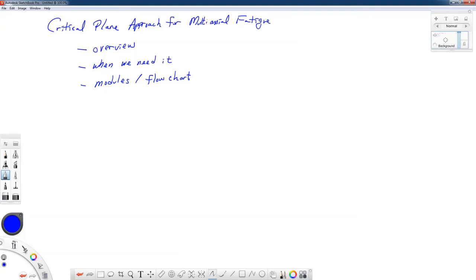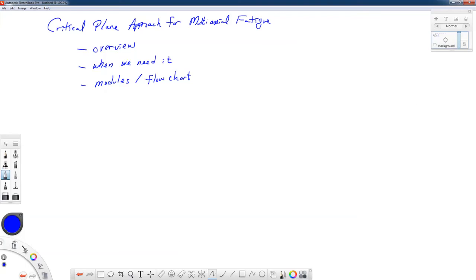I want to give an overview of it. I want to describe when we need to use it and what the modules might be if we were to construct a flow chart. We won't go into a lot of the detail, but we'll give kind of this overview that I think will be reasonably understandable. Now, I will assume that you have some knowledge on fatigue already, and maybe even some idea of plasticity, particularly for multi-axial plasticity.